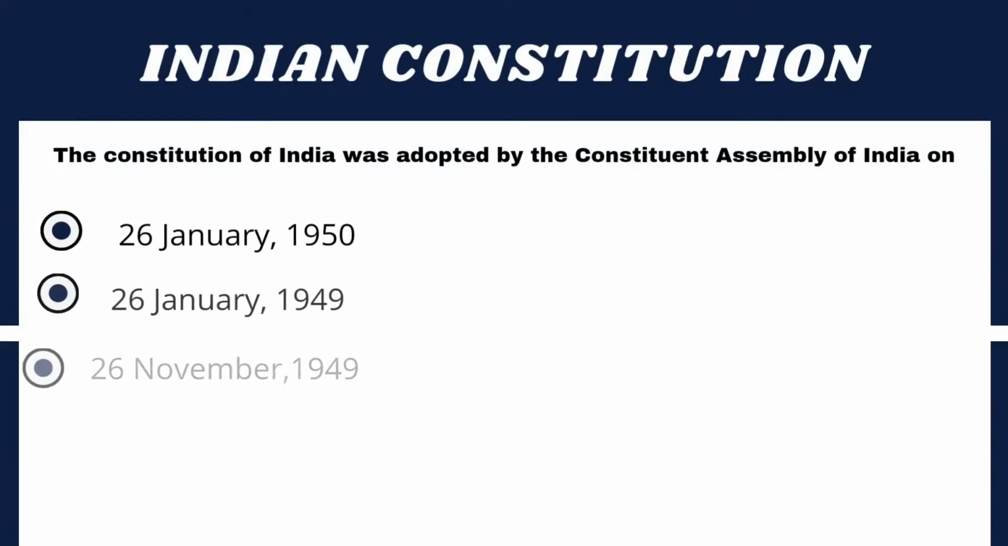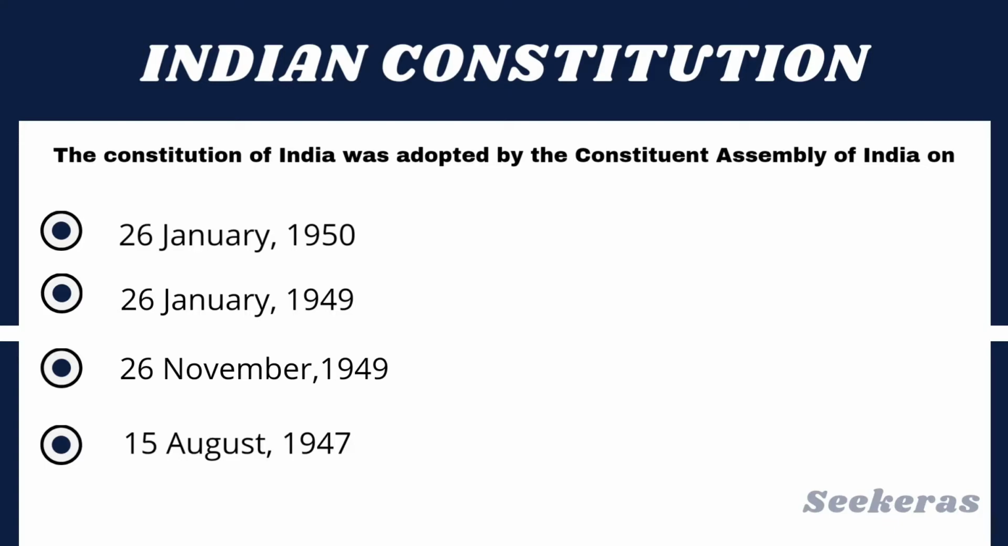Question number 5. The Constitution of India was adopted by the Constituent Assembly of India on Option A, 26 January 1950. Option B, 26 January 1949. Option C, 26 November 1949. Or Option D, 15 August 1947. The answer is Option C, 26 November 1949.